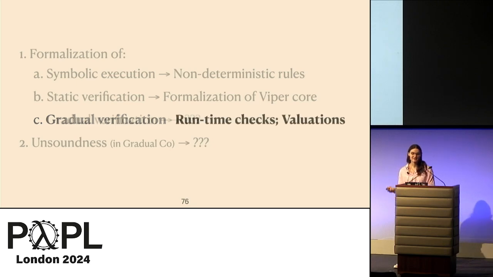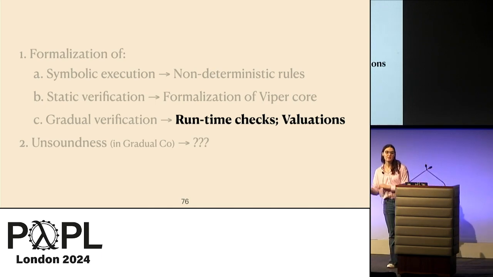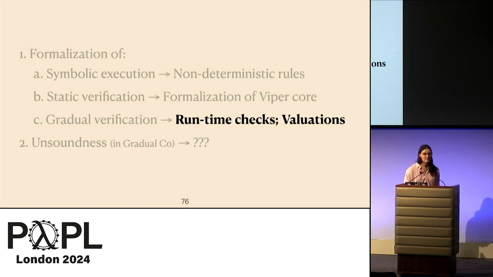Now, that's a lot of words, so what does it look like? Well, we'll get into that, but partial specifications signal to the verifier to make assumptions where necessary to complete the proof. However, these assumptions are then checked at runtime. So we have to formalize this interaction, and to formalize the interaction between the static side and the dynamic side, we define what we call runtime checks and valuations.